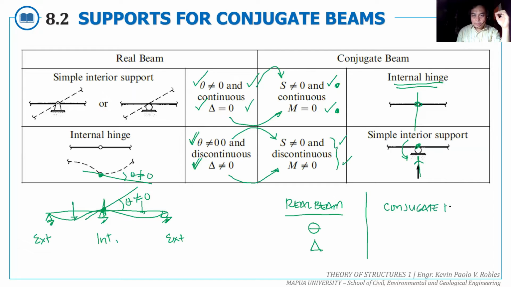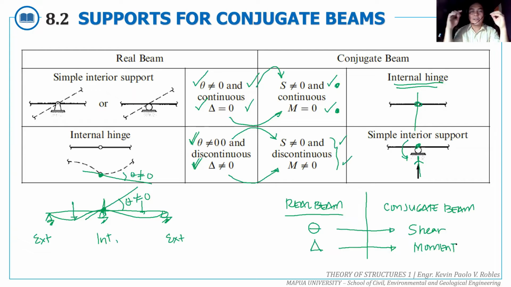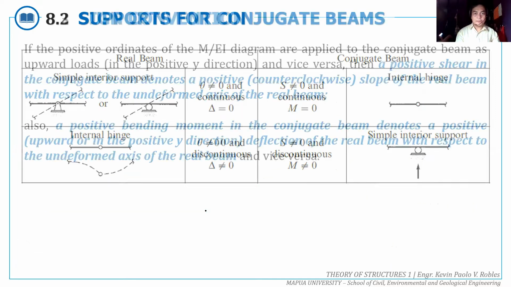How? So, ang theorem is that yung slope ng real beam corresponds to the shear of the conjugate beam. Tapos yung deflection ng real beam will correspond to the moment of the conjugate beam. Okay, so yan yung tatandaan nyo. Slope and deflection ng real beam corresponds to the shear and moment ng conjugate beam. Okay? Okay, so let us have an example.